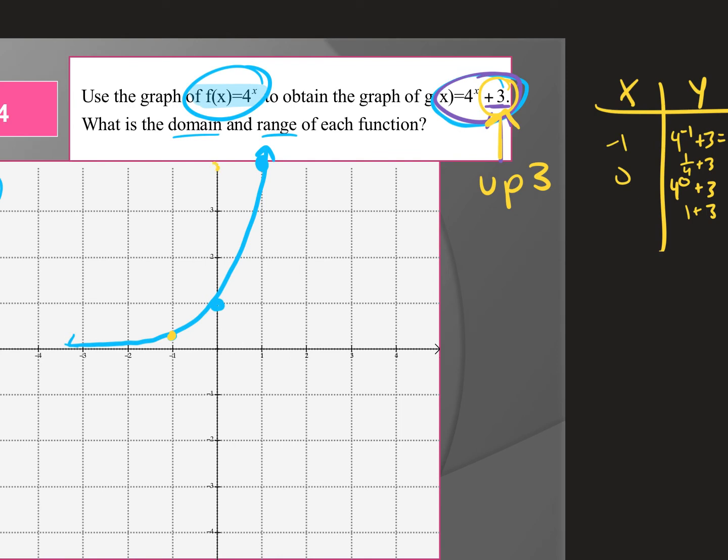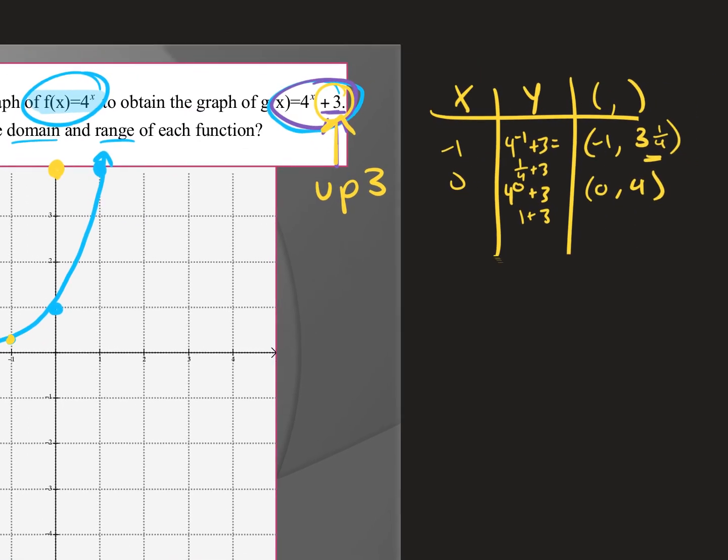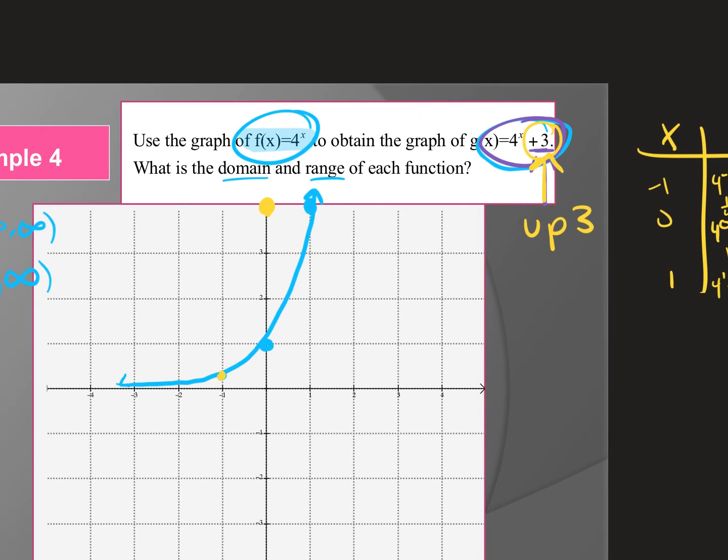So stay at 0, go up 4. And then lastly, I'm going to plug in 1. So I have 4 to the power of 1 plus 3, which would be 7. So I plugged in 1 and got 7. So all of my points just shifted up 3. 1 and 7 would be off our graph up here. And then I can connect the dots. So everything for my graph just shifted up 3.